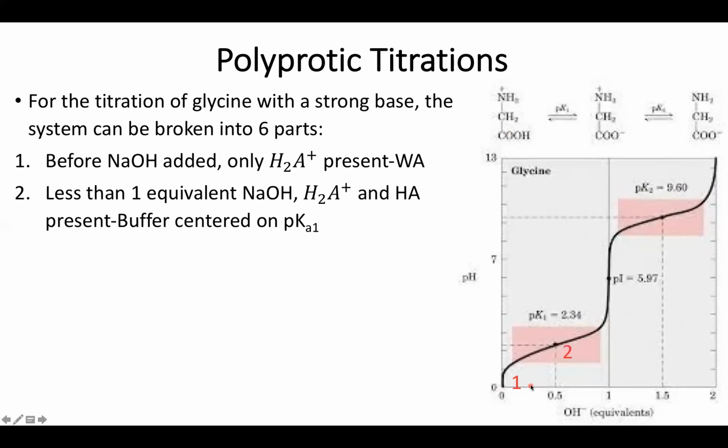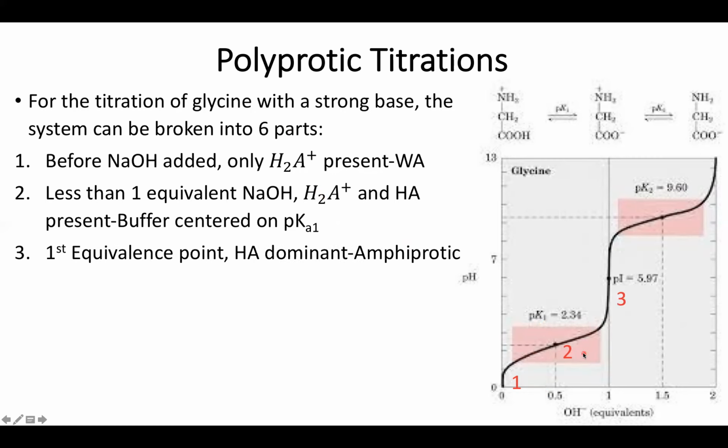As we start adding sodium hydroxide, we will have partially converted some of that acid into its conjugate base, that monoprotic version. And we're going to have a buffer region centered on our first pKa. As we add a full equivalent of base, we will have fully turned all of our doubly protonated H2A acid into the amphiprotic HA species. So we're going to have to use our amphiprotic conditions to determine the pH.